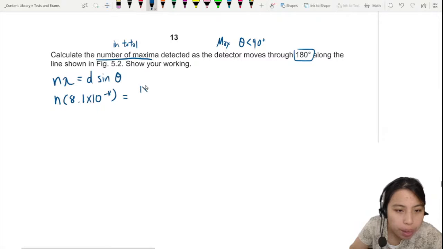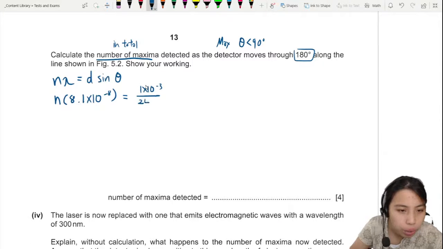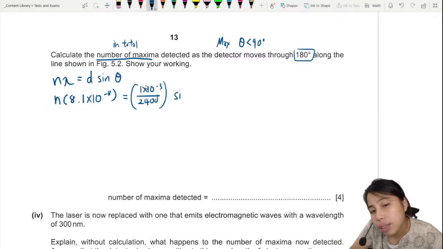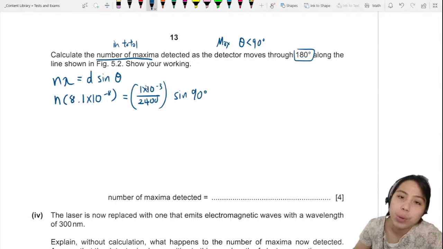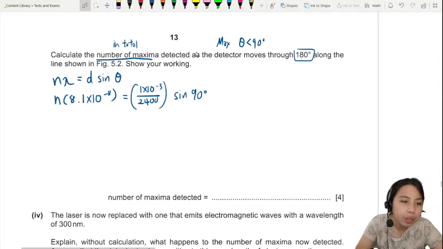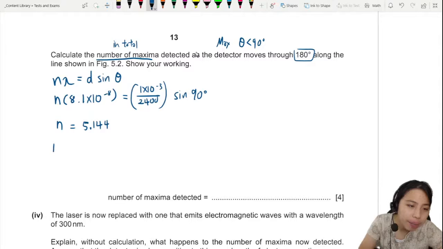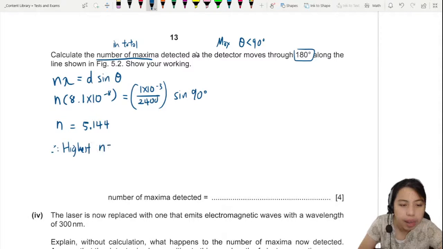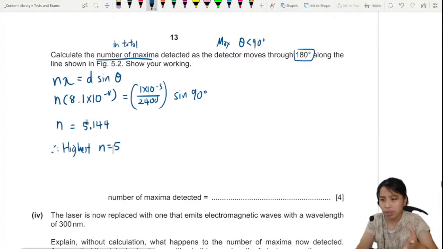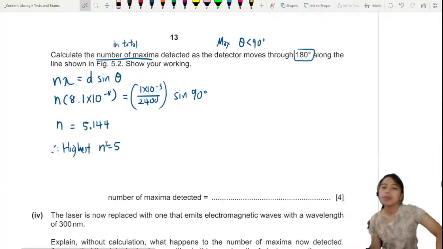So we got 1 millimeter cut into 2,400. And for the sine, we're going to put sine 90. That's our maximum angle. So you should get an n value of 5.144. But these n values should be whole numbers. So I'm going to round it off and say, therefore, the highest n number is going to be 5. We cannot reach 6 yet. 5.1 is not quite 6, so we have to round down to the nearest whole number.